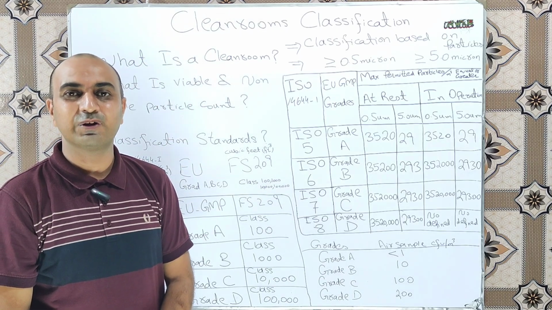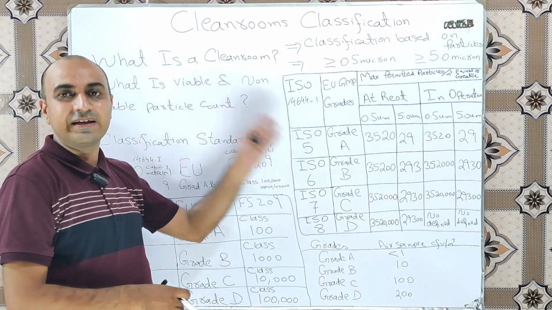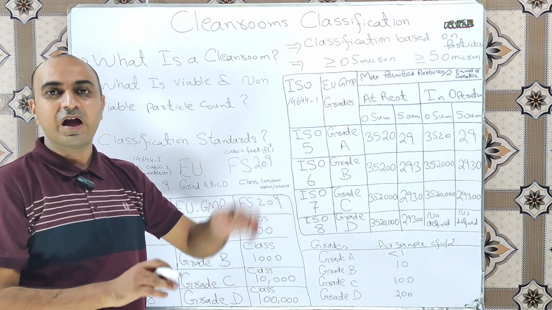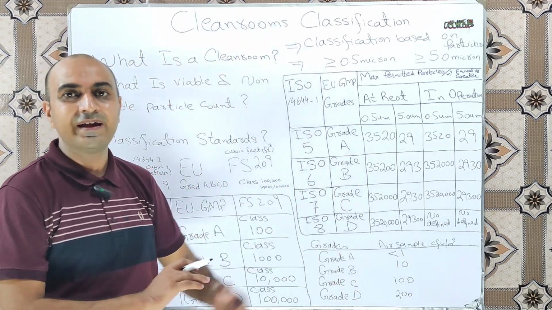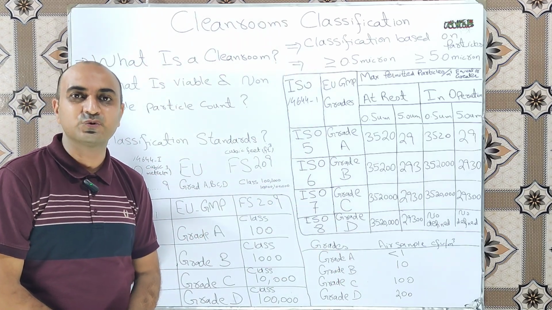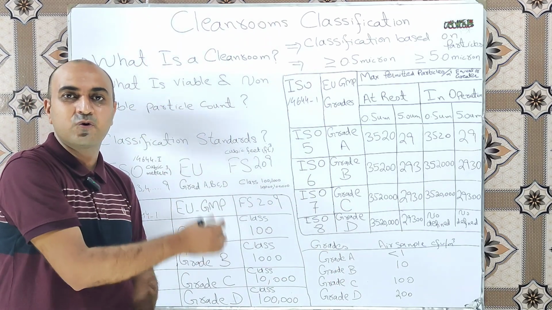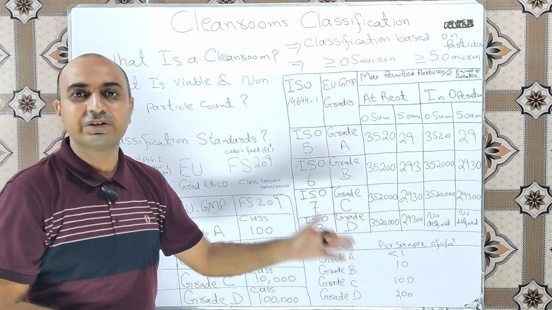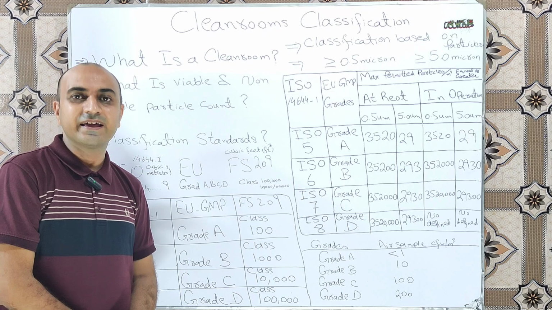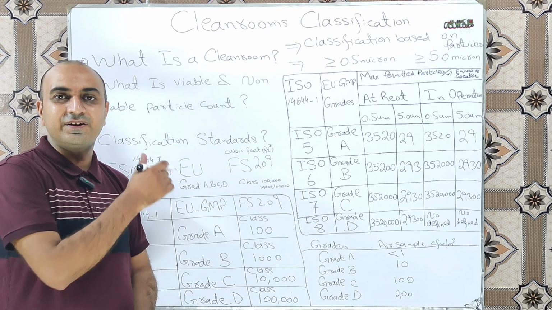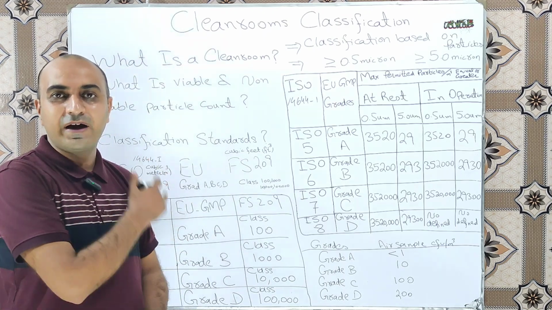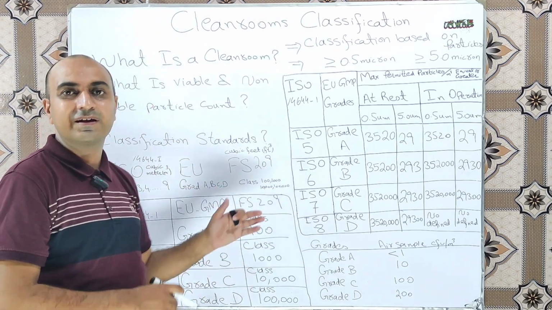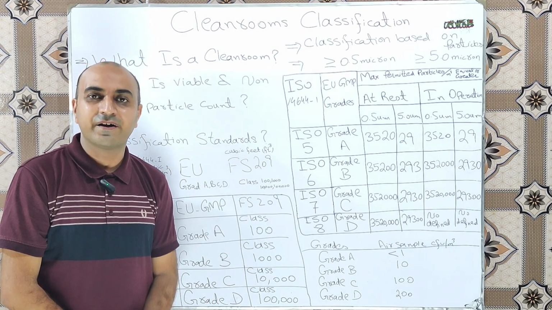Today we will discuss one of the most important and confusing topics, the clean room classification system. After watching this video, you will learn what a clean room is, the difference between viable and non-viable particle count, how these rooms are classified, and what the various standards used for the classification of clean rooms are. We will also cover the relationship of the ISO classification system with the grading system like grade A, grade B, grade C and grade D, and the relation of ISO and the grading system with class 100, class 1000, class 10,000 and class 100,000.